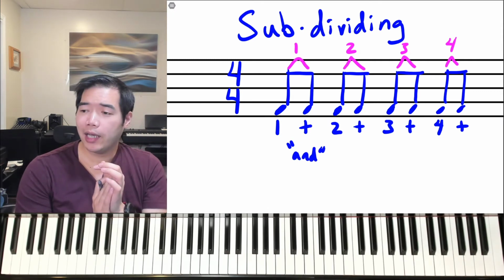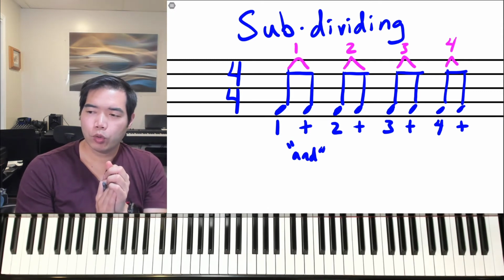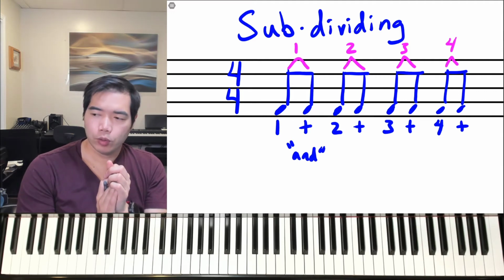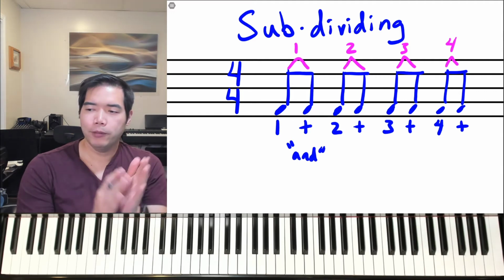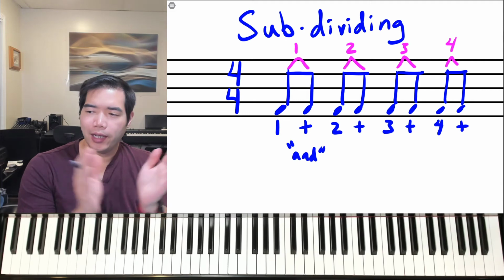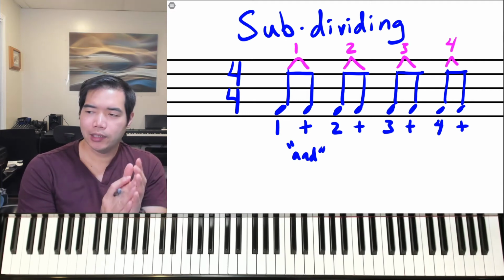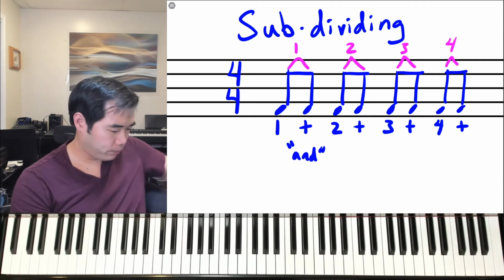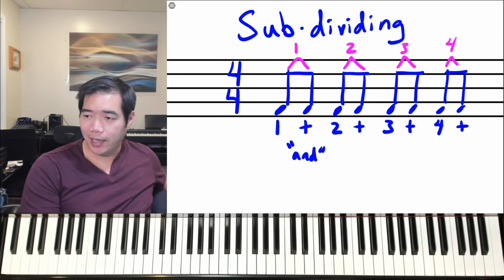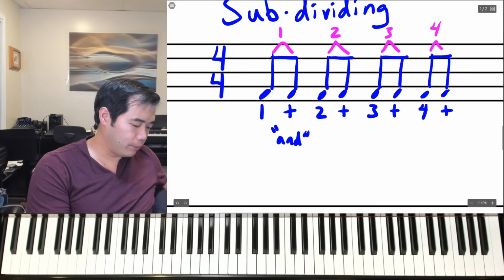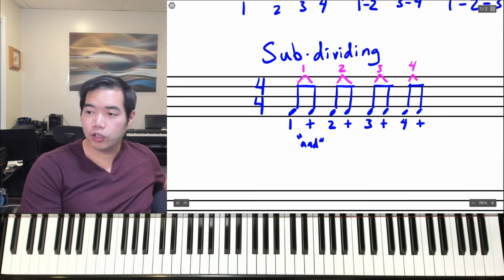And I'm clapping every single one of those notes because we're going to be playing or singing every single one of those notes. Let's try that again. 1 and 2 and 3 and 4 and. This is subdividing. Anytime you are counting notes that are smaller than a beat.